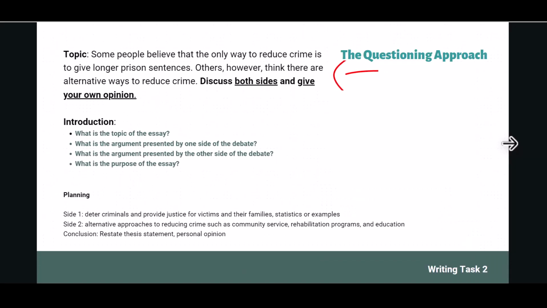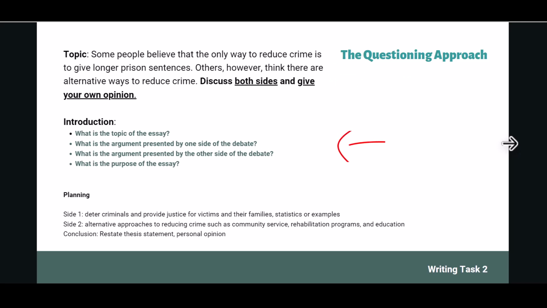I'll be using this topic to explain the questioning approach. Some people believe that the only way to reduce crime is to give longer prison sentences. Others, however, think there are alternative ways to reduce crime. Discuss both sides and give your own opinion.